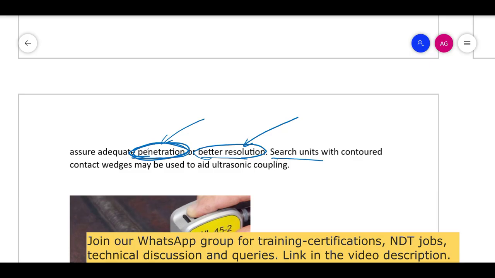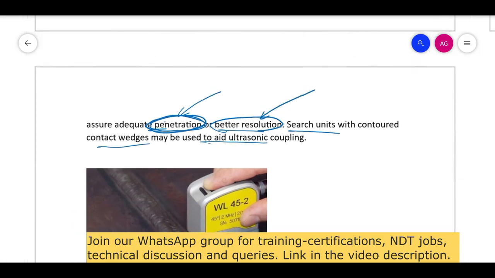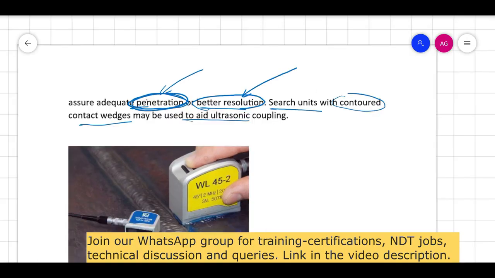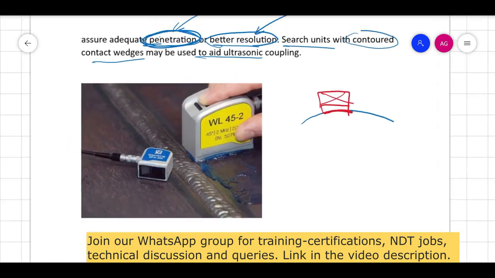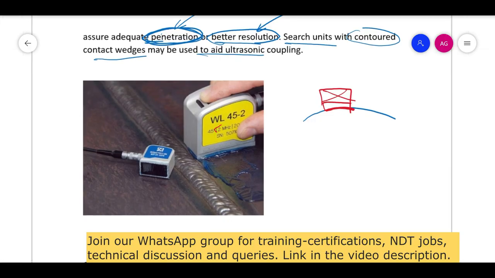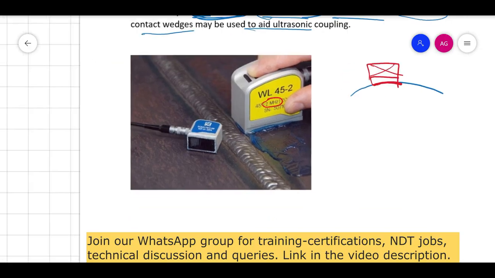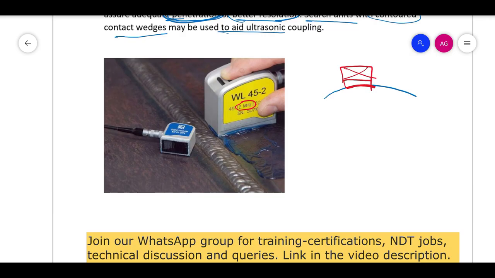Search unit with contour contact wedges may be used to aid ultrasonic coupling. So you can use contour contact wedges. Like this is your pipe. So suppose you have to do UT on the pipe, then in that case you will have to use this contour wedge below and your probe will be above it. Right? So this is how the system will be. So this angle probe is 2 MHz. Right? So we are looking at this for testing the weld right now.